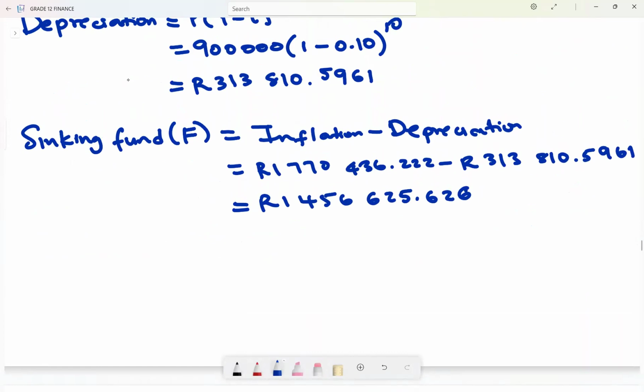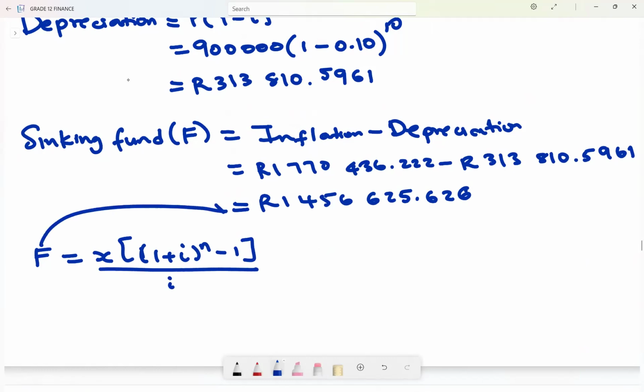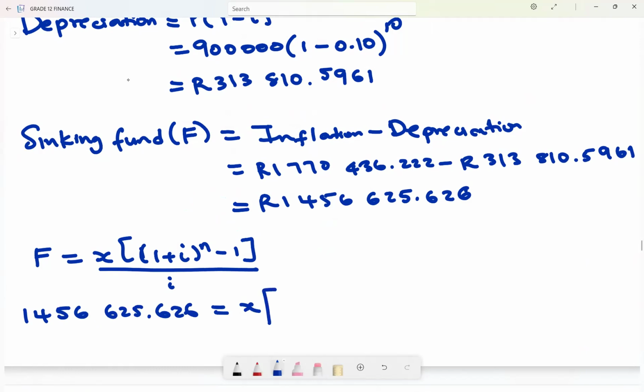So you need to know how much you should put in each and every month. So how can we get that? Future value equals X times (1 plus i to the power of n minus 1) divided by i. And I know that at the end of 10 years I will need this amount, which is in actual fact 1,456,625,626. I'm looking for the X.